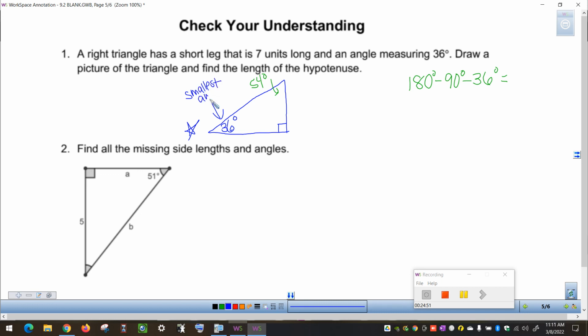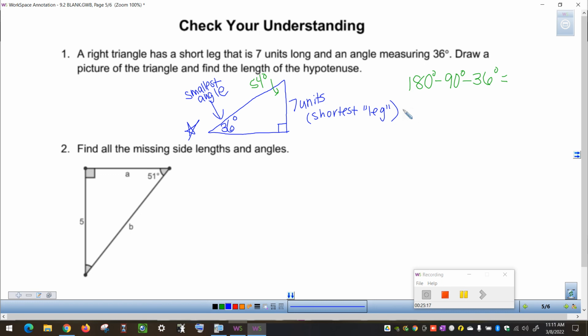And so then it says a right triangle has a short leg that is 7 units long. Some people call the vertical and horizontal sides the legs. So this is saying, okay, the shortest one is 7. That one's going to be opposite of the smallest angle. I'm just going to make a note here. This is the shortest leg. Or you could even just say the shortest side of the triangle.